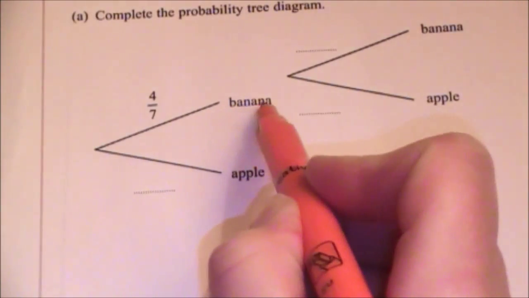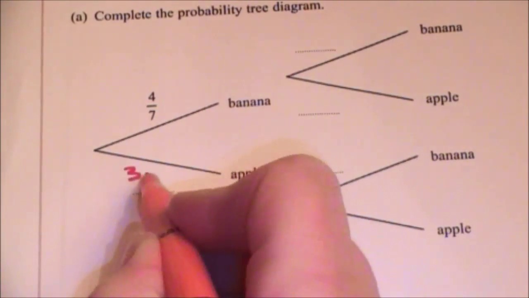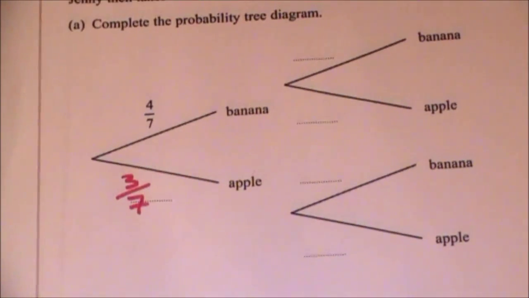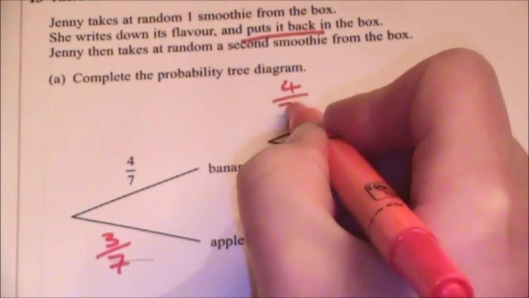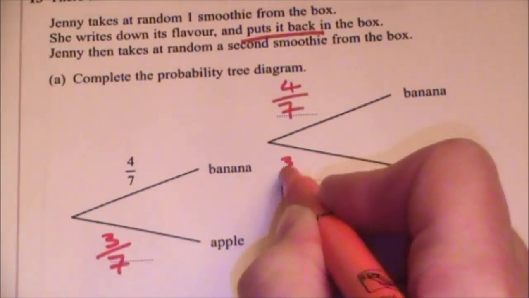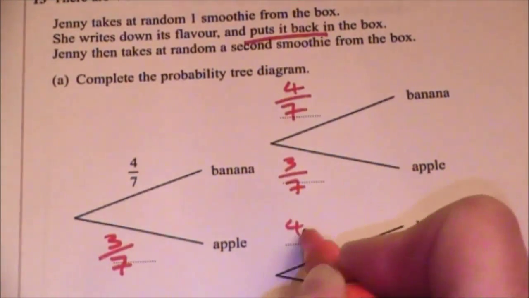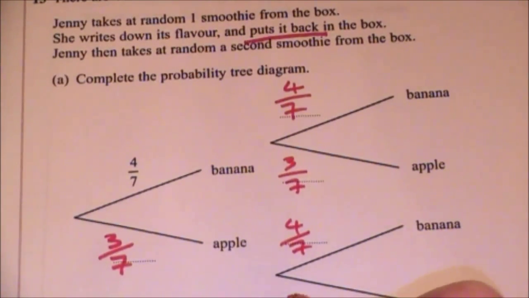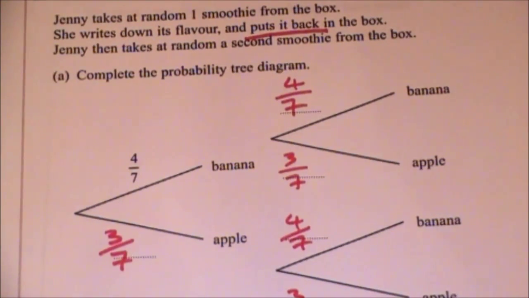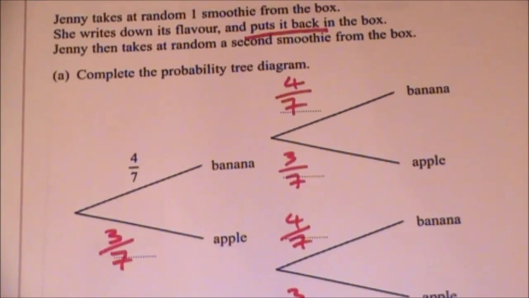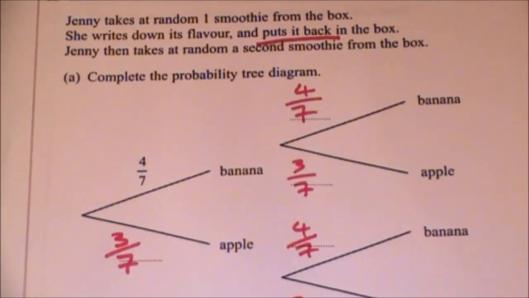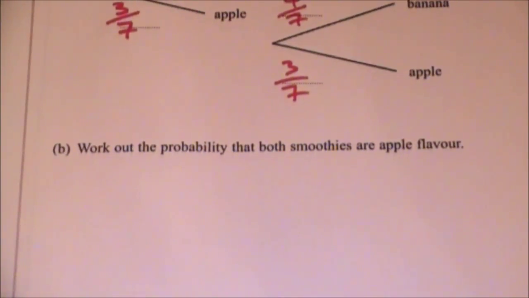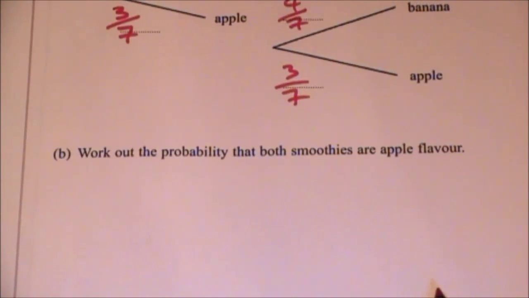So she's got a 4 in 7 chance of getting a banana. She's got a 3 in 7 chance of getting an apple. Now that probability doesn't change here because she puts everything back. So it's irrelevant what happened first time. She still has 4 in 7 bananas and 3 in 7 apples. And the same down here. 4 in 7 bananas, 3 in 7 apples. And that's 2 marks. So you get 1 mark for getting the first branch correct, 2nd mark for getting the 2nd branch correct. Part B wants you to work out the probability that both smoothies are apple flavour.